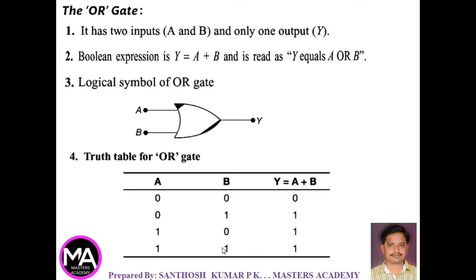It is nothing but 1 plus 1 is 1 sum, 1 carry. Therefore, the output of the OR gate will be maximum when any one of its inputs is maximum, and its output will be minimum when both the inputs are minimum.